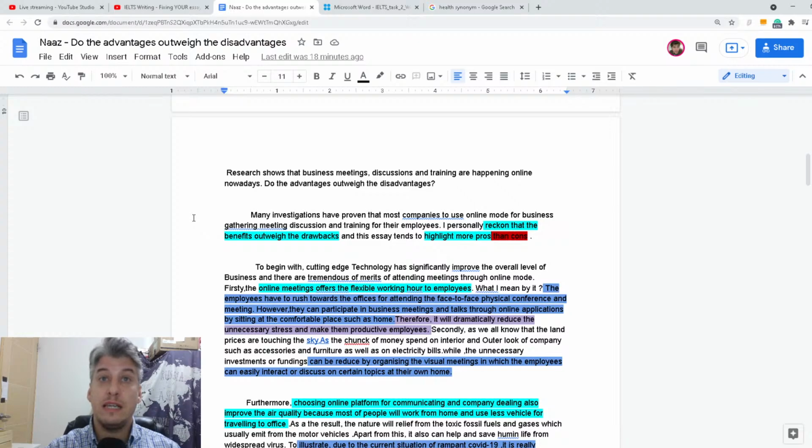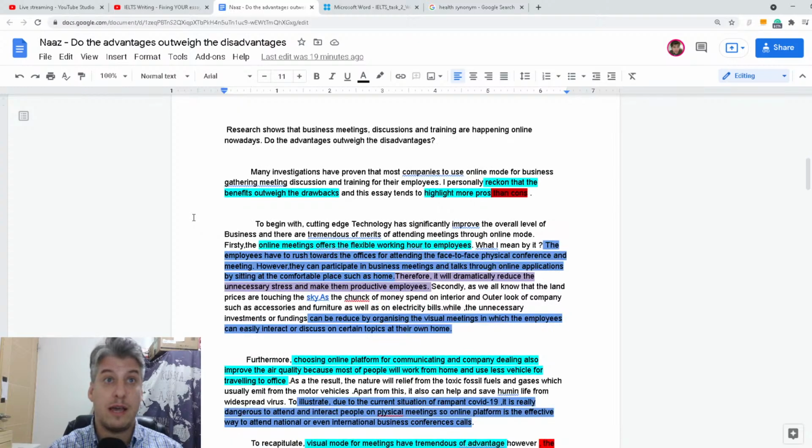And we can see in his second sentence, clearly he's got a thesis. He's said exactly what it is. I personally reckon that the benefits outweigh the drawbacks. And then he goes on to say that he's going to talk about more pros than cons. This is a good thesis, but the question is, does he support it throughout the essay? That's what we're looking at in this part, okay? So if we go through it, I'm not going to read everything word for word. I'm just going to pick out the important things for this part of the grading.